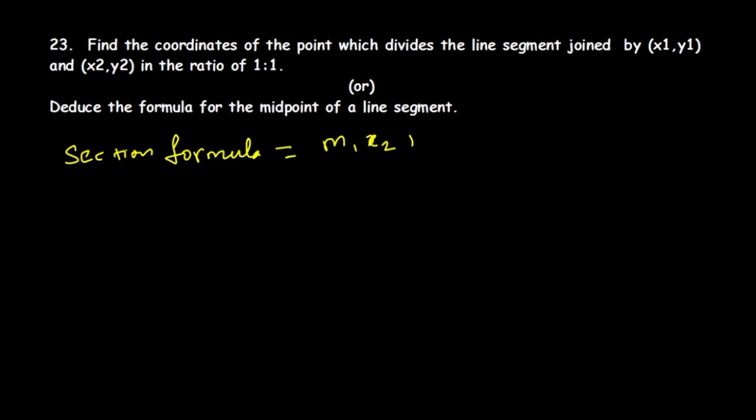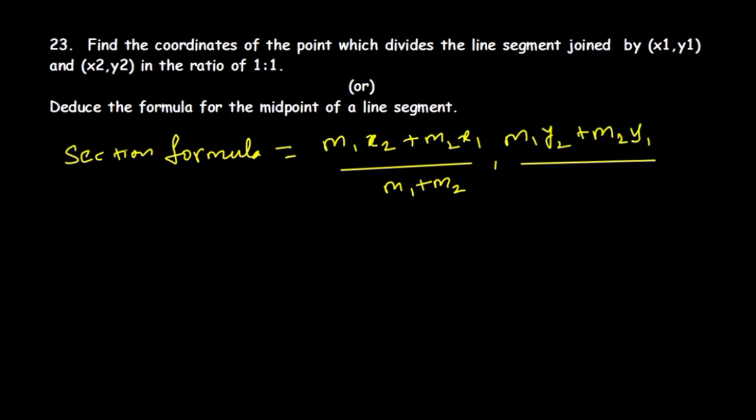m1 x2 plus m2 x1 by m1 plus m2, and m1 y2 plus m2 y1 by m1 plus m2. Okay, so here m1 is to m2, so this is m1 and this is m2. That means 1 as m1 and one more 1 you can take as m2, and x1 y1 x2 y2 is as usual.